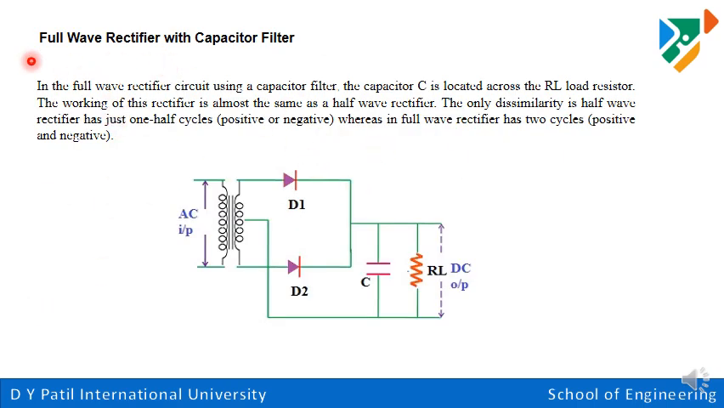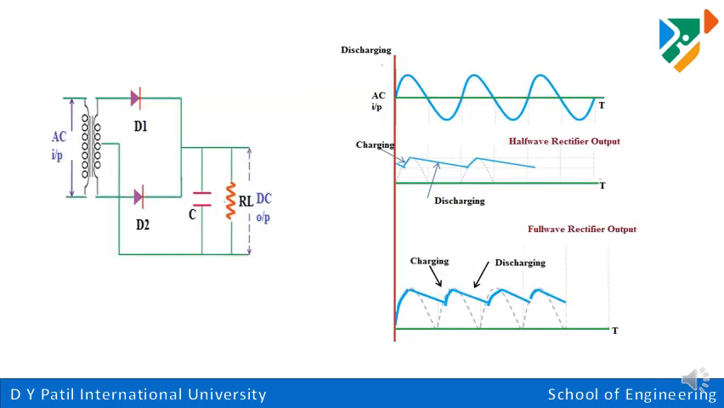Again the same thing, full wave rectifier with capacitor filter. In the circuit diagram of the full wave rectifier, I have just added one capacitor which is parallel to the load resistor. What will happen? When the positive cycle comes, D1 conducts and the capacitor starts charging. It will be charged to the peak value Vm. Then during the next negative cycle, D2 turns on, and again the capacitor starts charging.